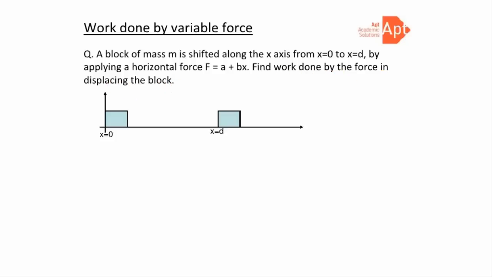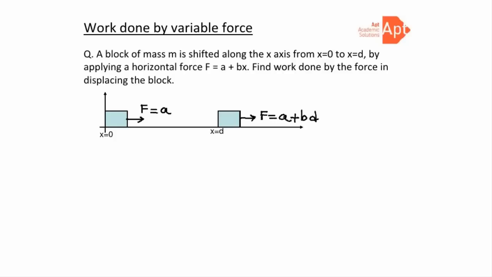So here we have this block. The force is applied along the forward direction. Let's call this force F, as it is given to us. It is F = a + bx. At x = 0, putting x = 0, we get the value of the force as a, and at x = d, the value of the force is a + bd.